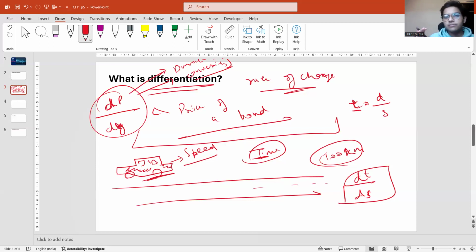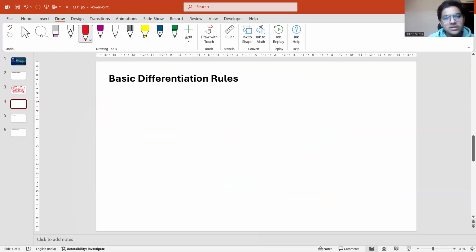Now let's get some differentiation rules that are essential to know. There's the constant rule: differentiating a constant gives you zero, because there is no rate of change. There is no change in a constant. That's it.